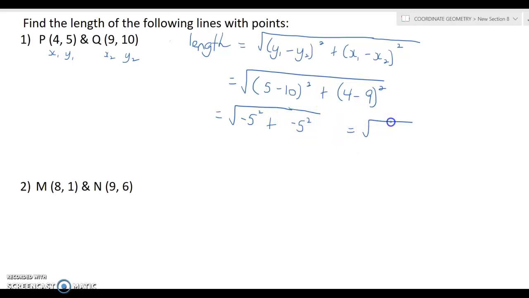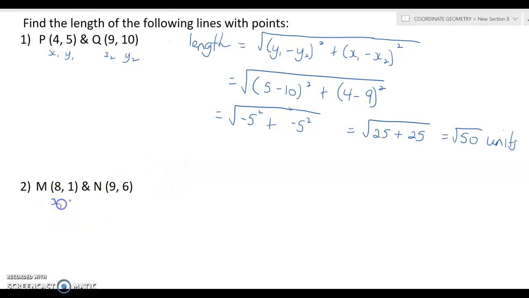So simplifying, minus 5 squared is minus 5 times minus 5, which is positive 25. And then you're going to get the same thing here again, right? So you're going to get the square root of 50 and just put the units, right? So square root of 50 units. All right, and now we're looking at number 2.